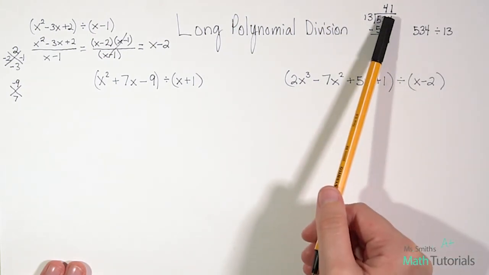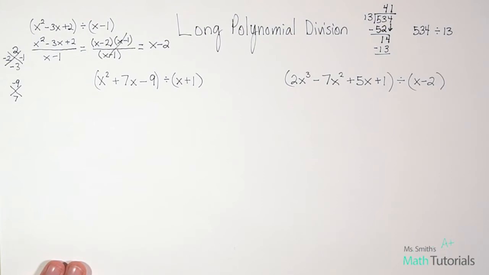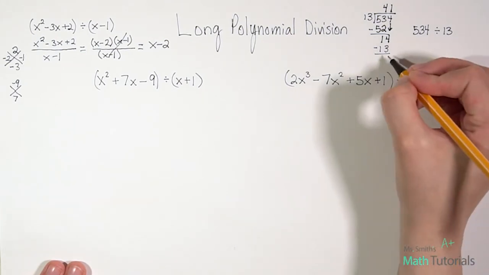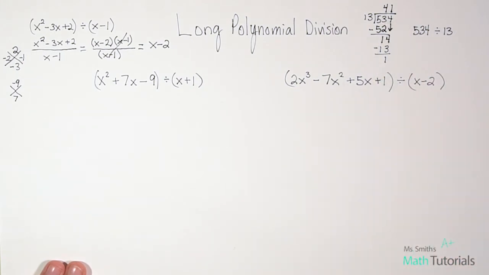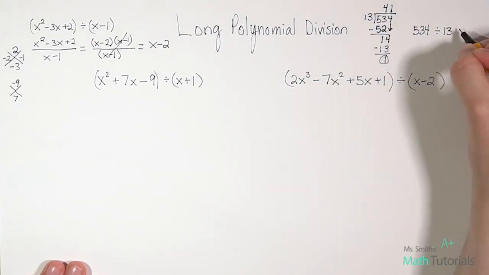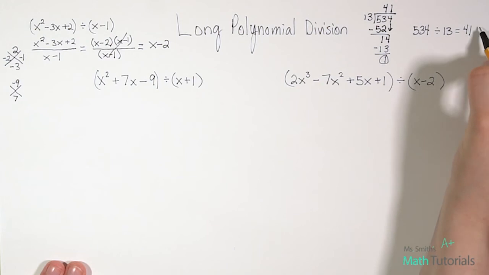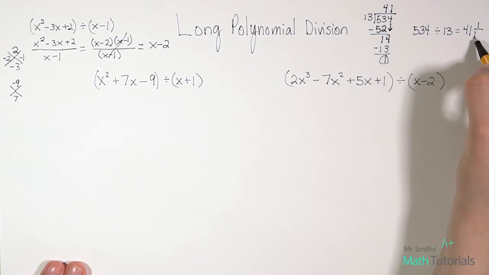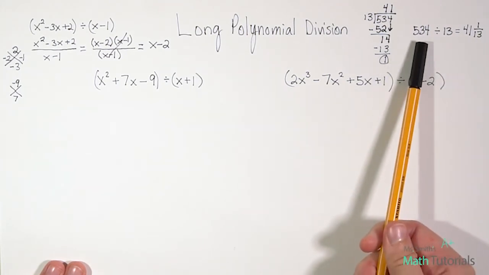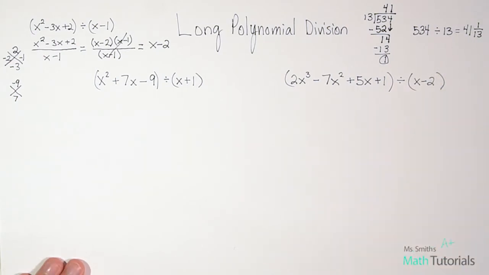So then we say, okay, 1 times 13 is 13, and then we subtract. Now 14 minus 13 is 1. And then we would keep bringing stuff down if there was more to bring down, but now we're at the end of the line. So at this point, I have a remainder of 1. Our answer would be 41 with a remainder of, and remember we always write the remainder as the numerator, and the denominator as what we were dividing by. 534 divided by 13 is 41 and 1/13. So that 1/13 is that remainder.